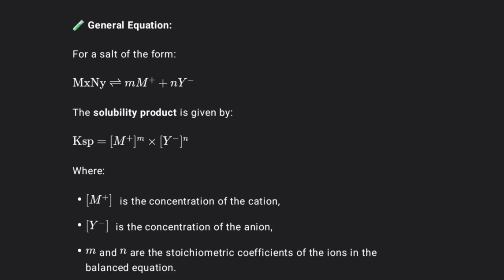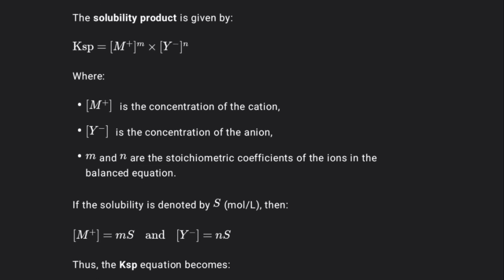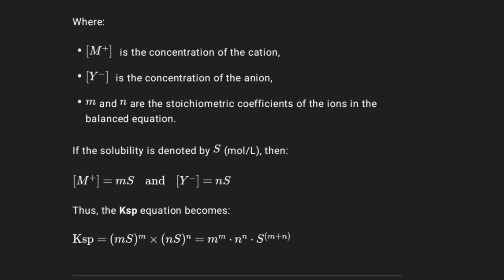The solubility product is given by Ksp equals the concentration of M raised to m times the concentration of X raised to n, where the first is the concentration of the cations, the second is the concentration of the anion, and m and n are the stoichiometric coefficients of the ions in the balanced equation. If the solubility is denoted by S mole per L, then M equals mS and X equals nS. Thus, the Ksp equation becomes Ksp equals mS to the power m times nS to the power n.